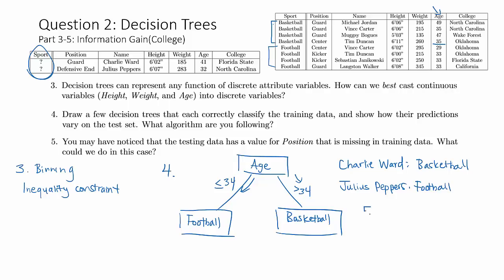For the final part of the problem, we notice that in the test set we have a new position called defensive end that we've never seen in the training set. So what should we do if we reach a position split and don't see a branch that we can take? Well, instead of erroring out, we can just greedily take the most likely branch of the split. That is, the one that leads to the greatest number of items.